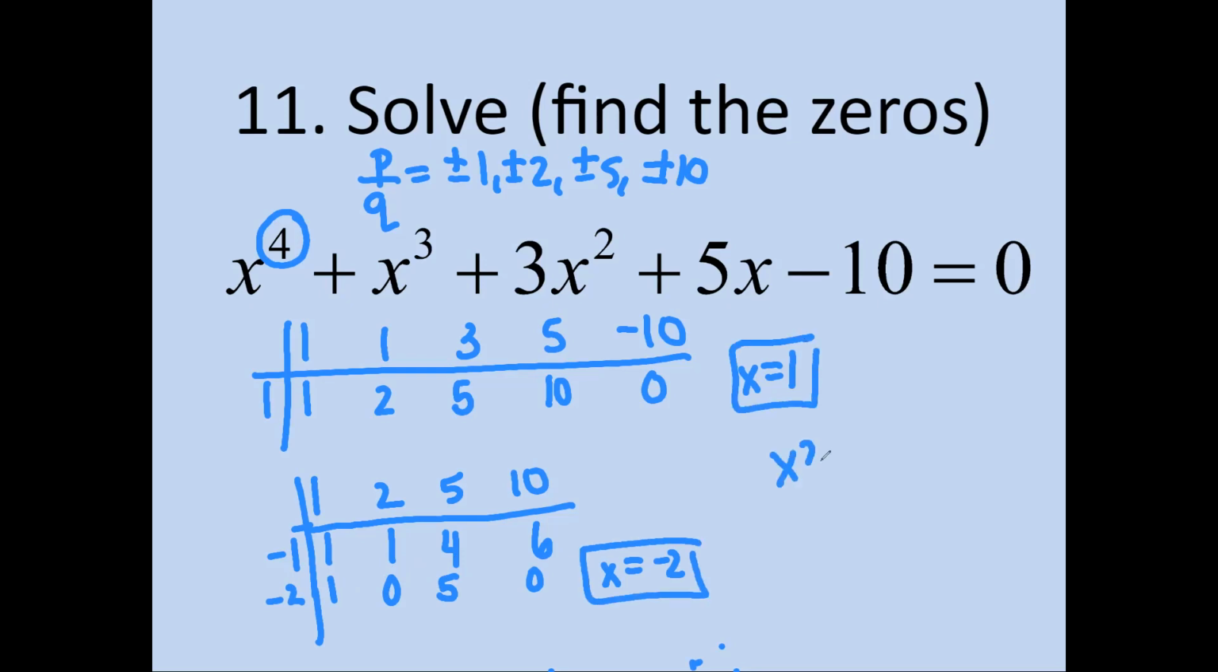I am left with x squared plus 5 equals 0, which is x plus 5 halves, x minus 5 halves. So x is going to be negative 5 halves, and x is equal to positive 5 halves.